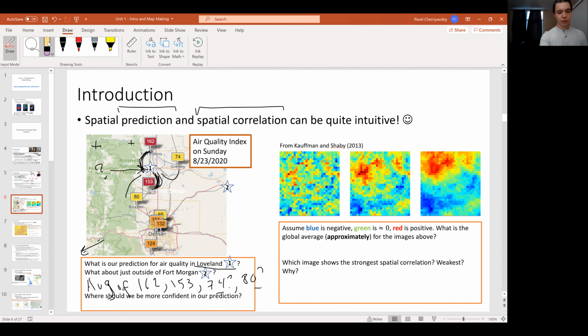Okay, so you're almost a spatial statistician now. That sounds good. What about the other star? What about just outside of Fort Morgan in star number 2? What would our prediction be out there?